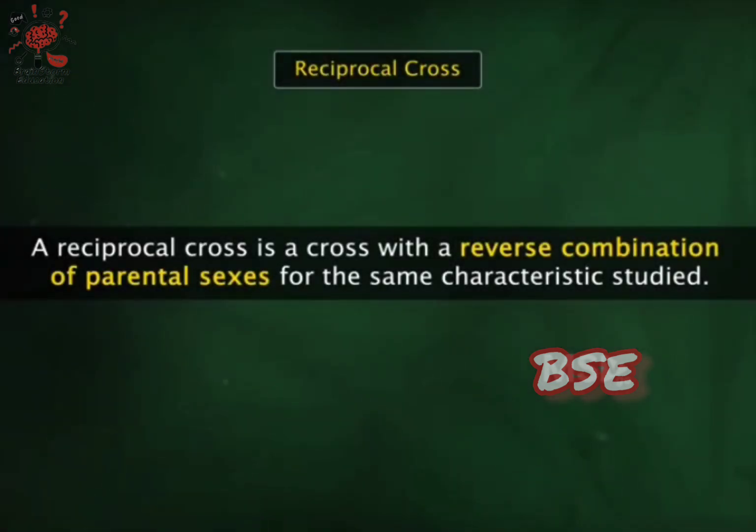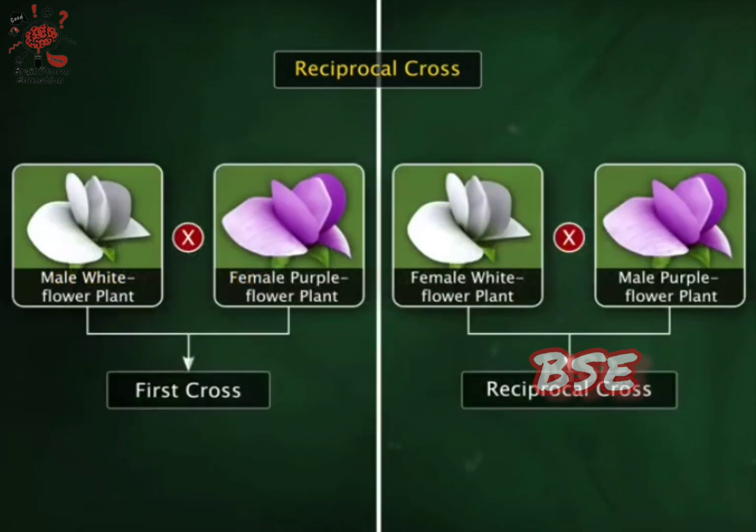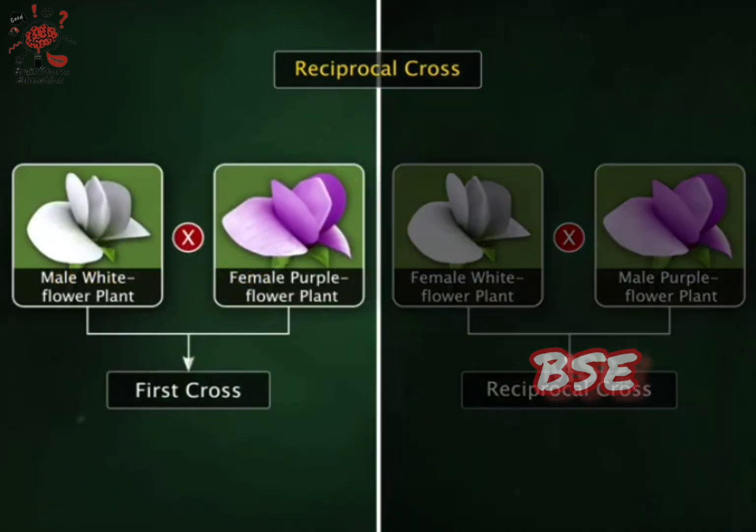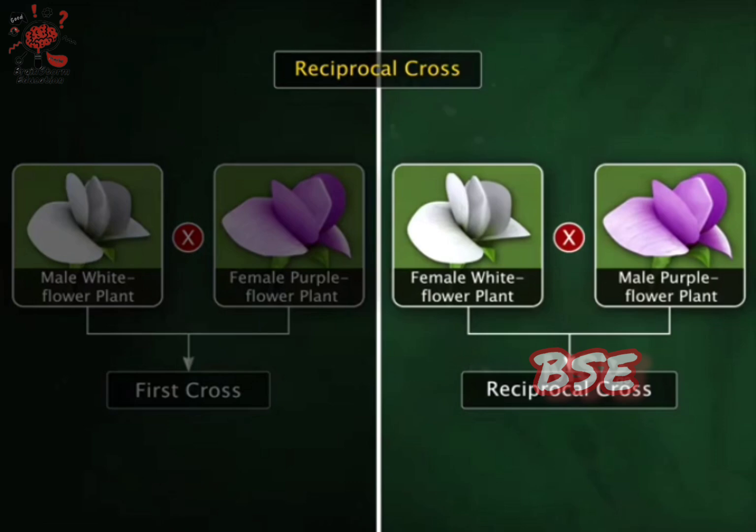Reciprocal cross. A reciprocal cross involves performing a cross with a reverse combination of parental sexes for the same characteristic studied. For example, if the first cross involves crossing a male white-flowered pea plant with a female purple-flowered plant, then the reverse cross will be a cross between a female white-flowered plant with a male purple-flowered plant.